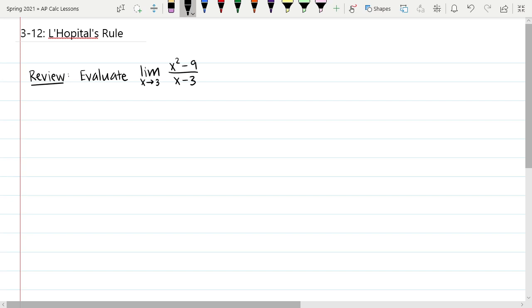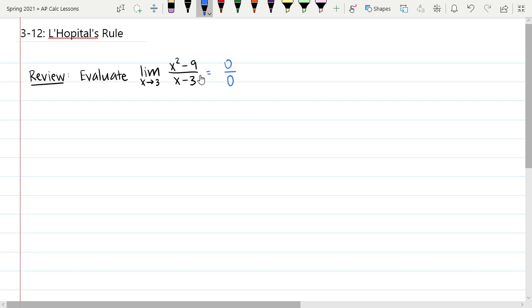Okay, so just as a quick refresher, remember way back in Unit 1, if I had a limit such as the one that you see here, so evaluate the limit as x approaches 3 of x squared minus 9 over x minus 3. Hopefully you remember that the first thing you should be doing is direct substitution. If you did direct substitution here, you are going to get 9 minus 9, which is 0, over 3 minus 3, which is also 0. And remember, 0 over 0 is an indeterminate form. So that means we can't evaluate the limit with direct substitution.